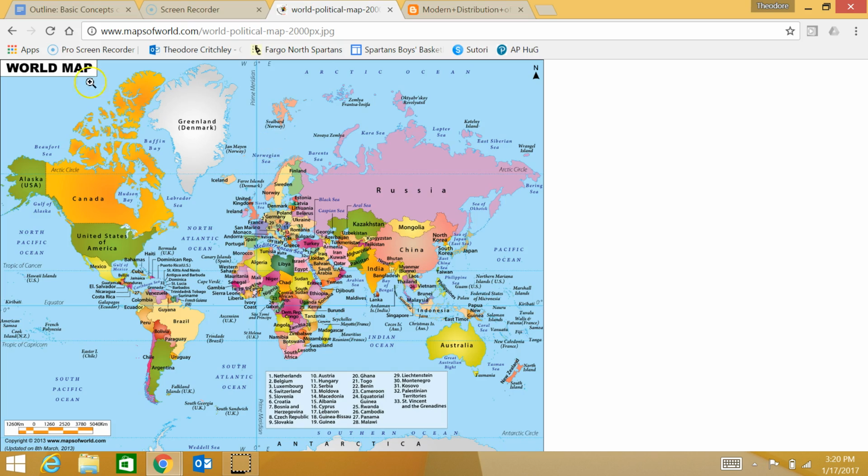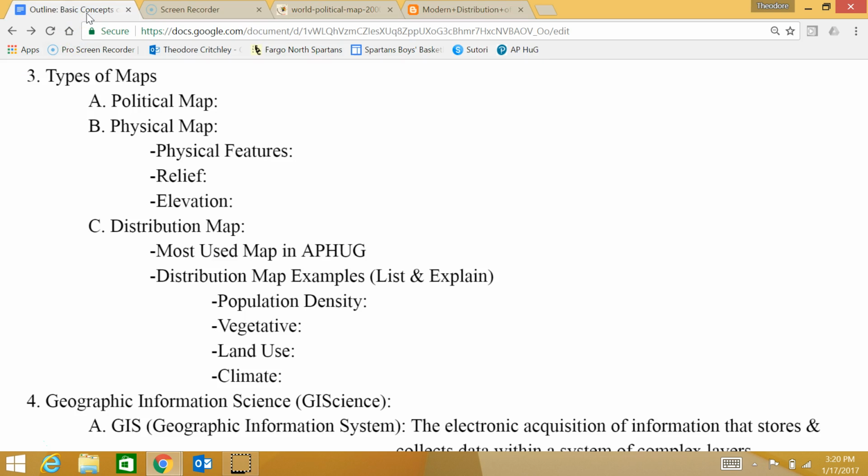A physical map, going back to our notes right here, illustrates the topography of a given area. Topography, we're talking about the physical features, the relief, the elevation. So it illustrates the topography of a given area. By topography, again, we're talking about physical features. These are your landforms and other bodies of water.